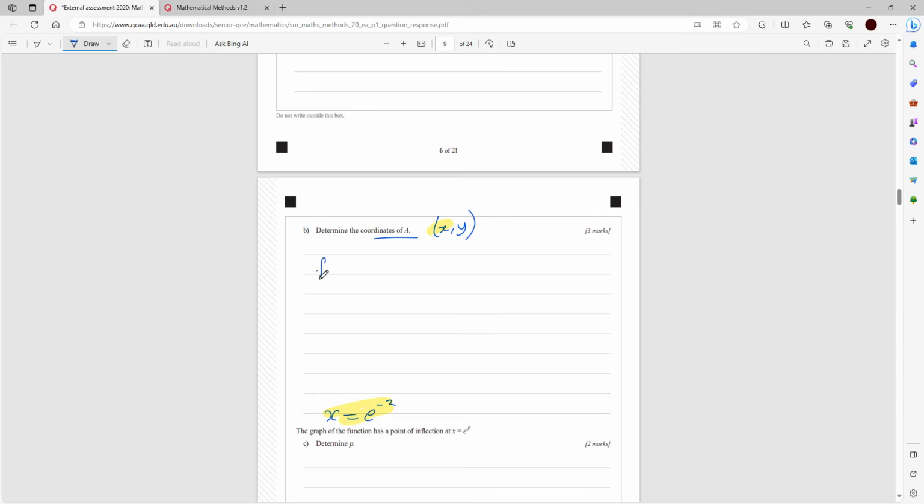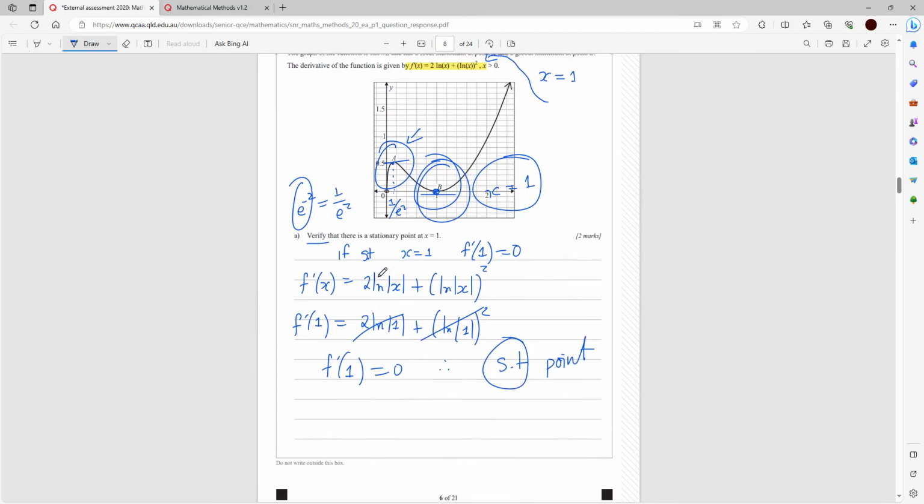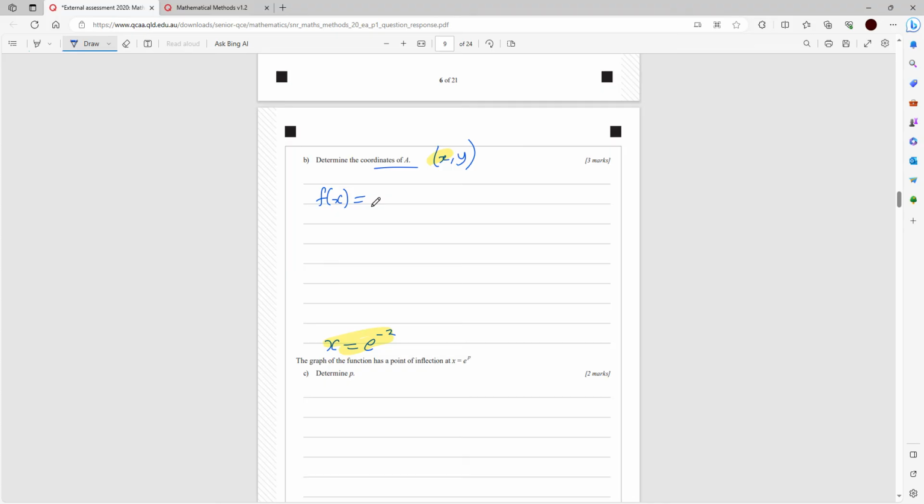We got given f of x is equal to x natural log of x, all squared. So if I substitute this into that, it will give me my corresponding y value. So f of e to the negative 2 is e to the negative 2 times natural log of e to the negative 2, all squared. What I can do is start rearranging this. Due to my log laws, I can bring this negative 2 down the front here. So this is what I'll have.